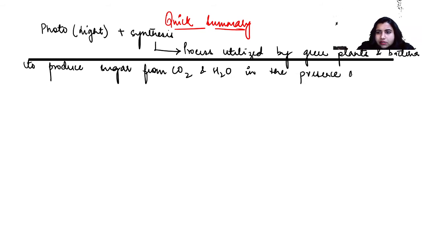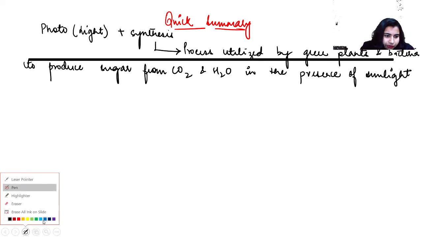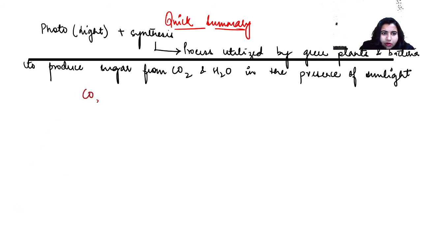In the presence of sunlight. So how will your reaction be? It will be something like this: carbon dioxide plus water forms sugar, C6H12O6, plus oxygen, in the presence of sunlight. This equation is not balanced, you need to balance it.